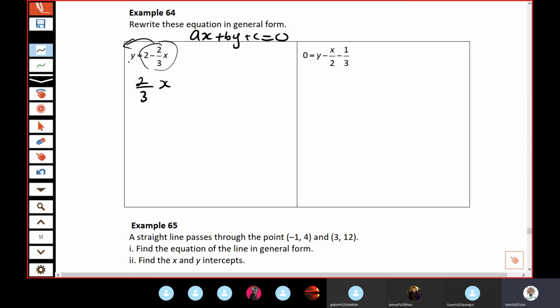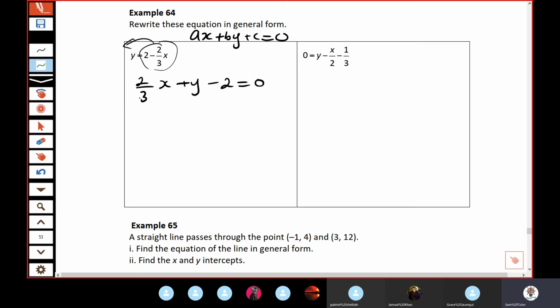x. This doesn't change because it's already on that side, so plus y. This changes. It's a positive, becomes a negative. Boom. Then everything's on one side, tick. X positive, tick. Fraction, no tick.